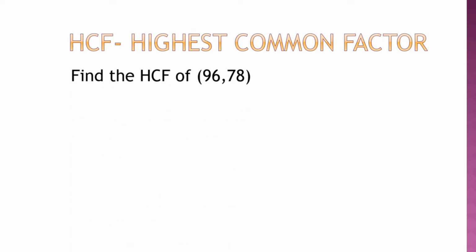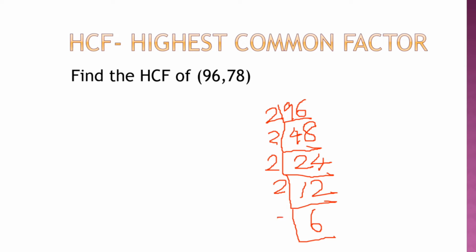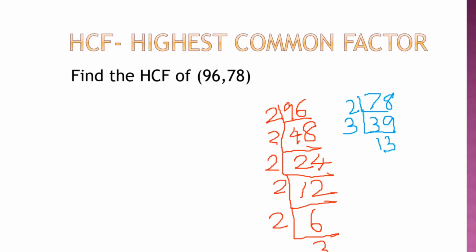Find the HCF of 96 and 78. Okay, now let's find the HCF. 96 is divisible by 2, giving 48, again 2, again 2, then 3. So next we are going to find out 78. These are the factorizations for 96 and 78.